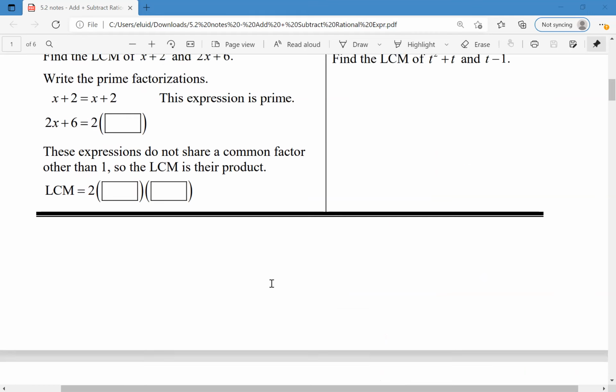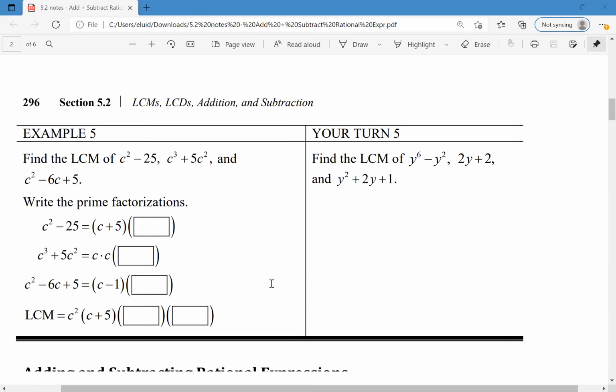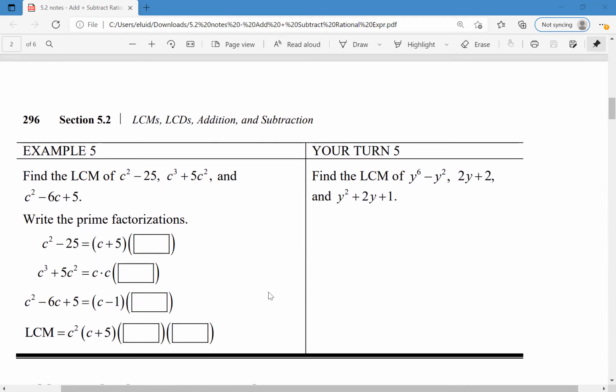All right, I think we made it through the first page. Now we'll do a slightly longer one. Example 5, find the LCM of 3 expressions. So we're kind of branching off of what we were just doing. Still the same concept, just we're going to have 3 expressions rather than just 2.